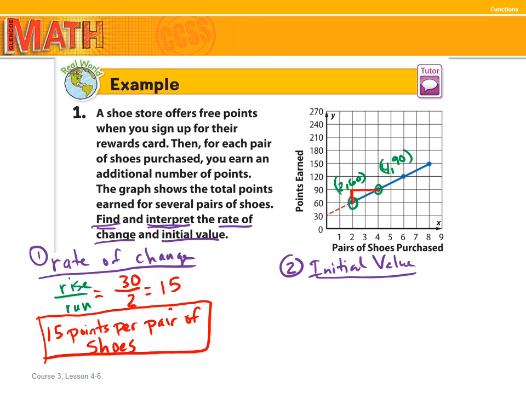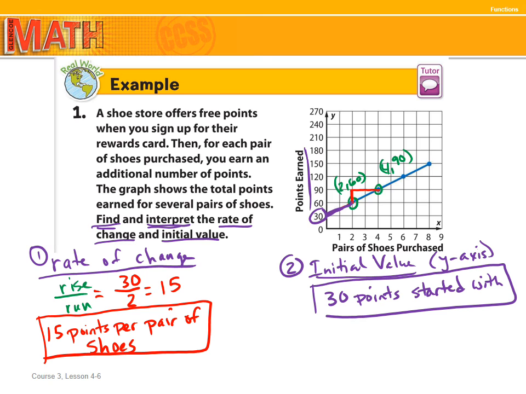Let's look at our initial value. Now you see in this graph, they've taken the point at 2, 60 and brought it down to the y-axis. Our initial value is always on the y-axis. In this case, we have an initial value of 30. And again, it's points earned. So our initial value is 30 points. If it's initial, it means it's starting. So you start with 30 points. Now we found and interpreted the rate of change and the initial value.